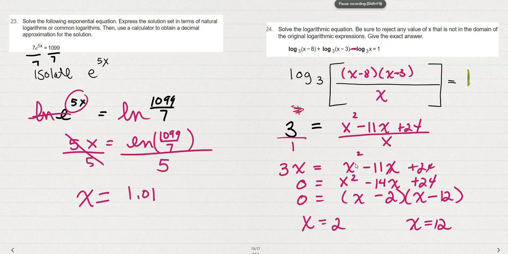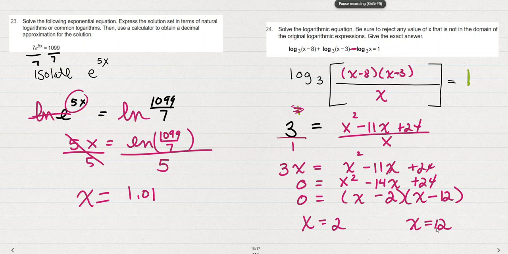So review how to solve a quadratic, set it to 0. 0 equals x squared minus 14x plus 24. Factor it, x minus 2, x minus 12. And then set each factor to 0. So x minus 2 equal to 0 gives us x equals 2. X minus 12 equal to 0 gives us x equals 12.